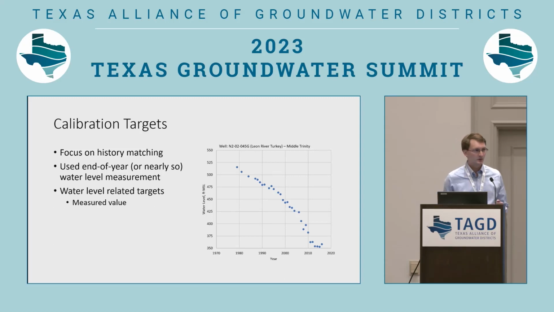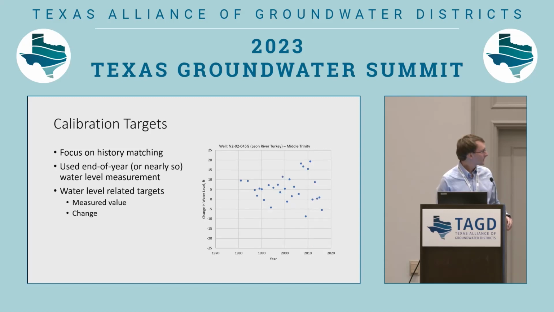So here's an example of a middle Trinity well that we use as one of our calibration targets. You can see this is a pretty common trend that we see in the middle Trinity and lower Trinity, where as an overall trend, you see this kind of drawdown over time. And so again, the first water level related target that we looked at was just comparing the simulated value against the observed value.